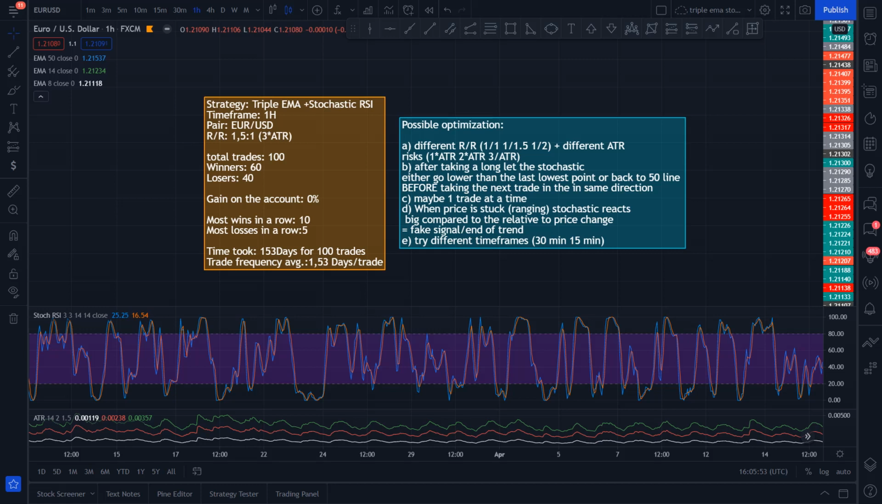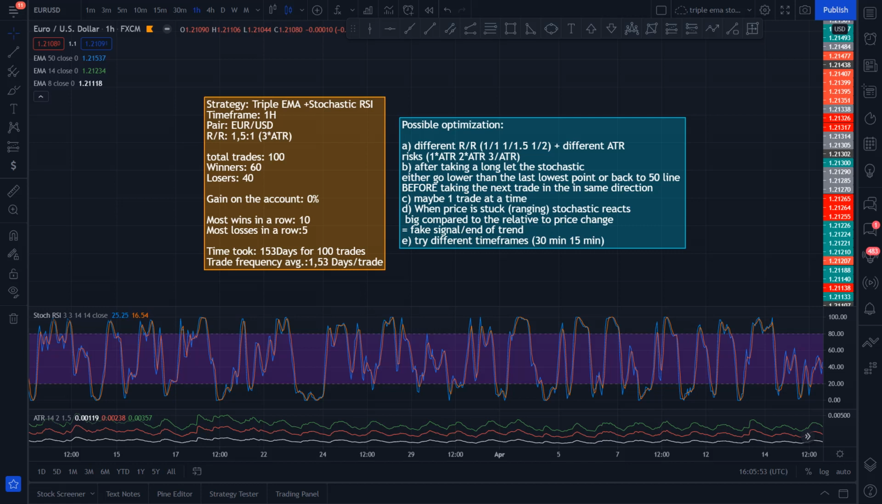On to the next one. Maybe try taking 1 trade at a time. We won't try this optimization right now, but you can try it yourself. The next one I saw while backtesting is when the price is getting stuck in a ranging market, the stochastic tends to react very similarly. It gives you ranging periods, and you can get unreliable signals after these periods, so try to avoid the next trade signal which you get after these ranging periods.